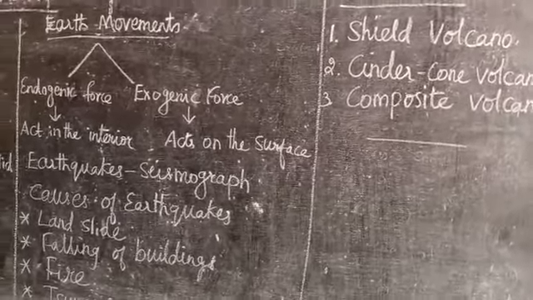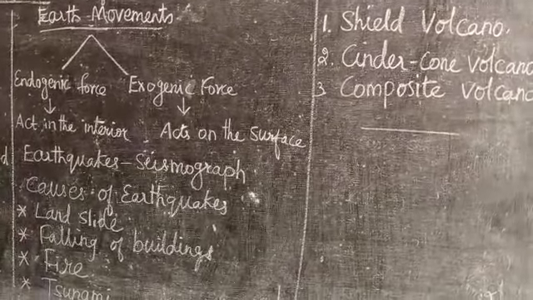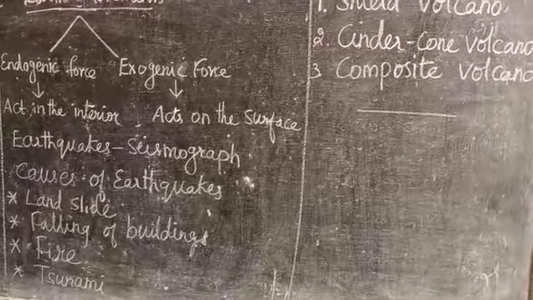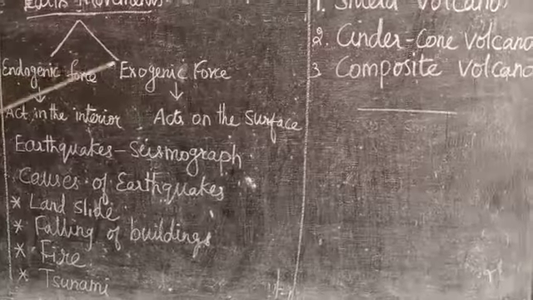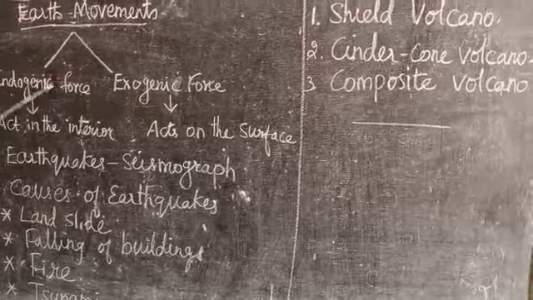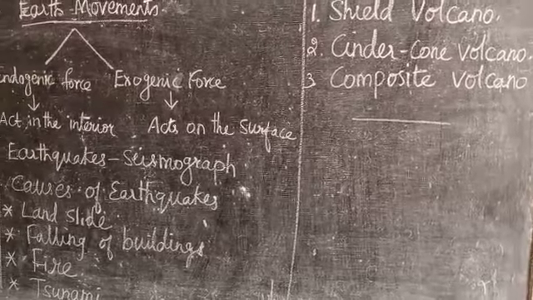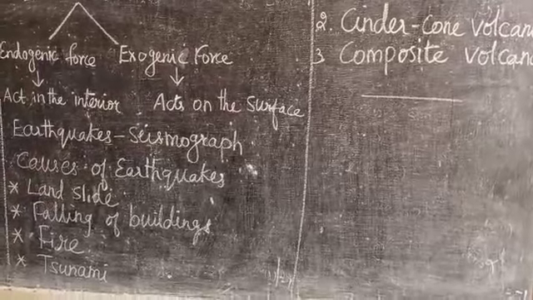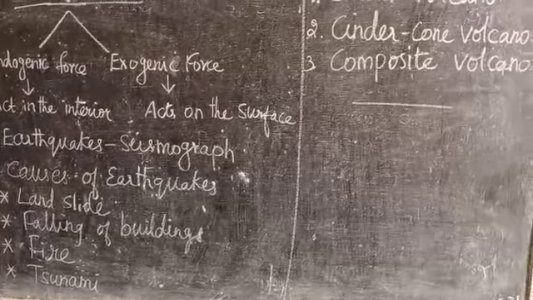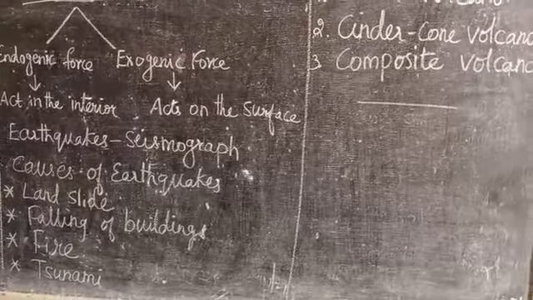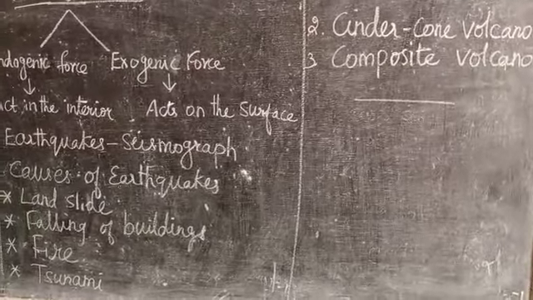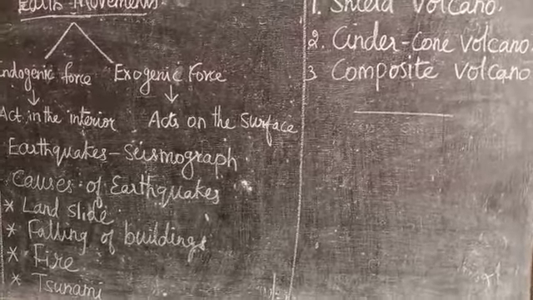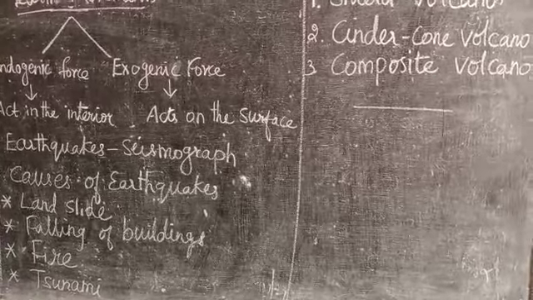Now let us see the movements of the earth. The movements of the earth are divided into two types of forces: endogenic force and exogenic force. The endogenic force acts in the interior and the exogenic force acts on the surface. Endogenic movements result in earthquakes and volcanic eruptions. An earthquake is a sudden movement of a portion of the earth's crust which produces a shaking or trembling. It causes damage to life and property.